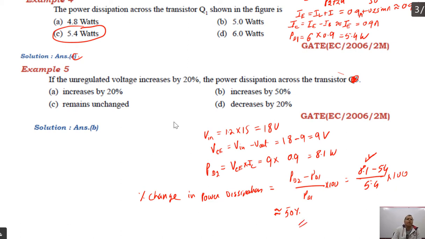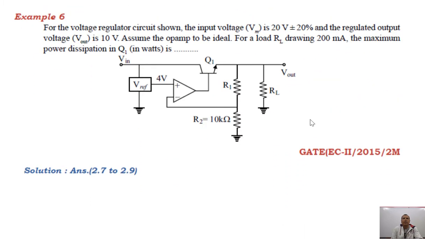Fine. So that is the example based on series voltage regulator with op-amp. Now let us see the next example.